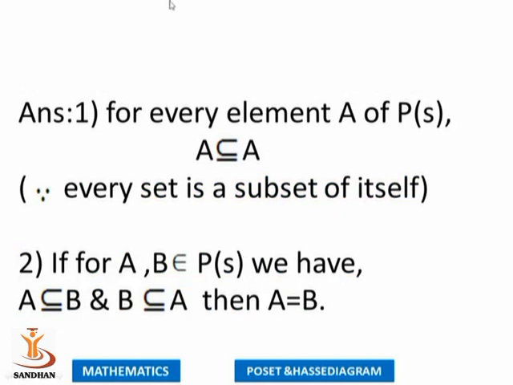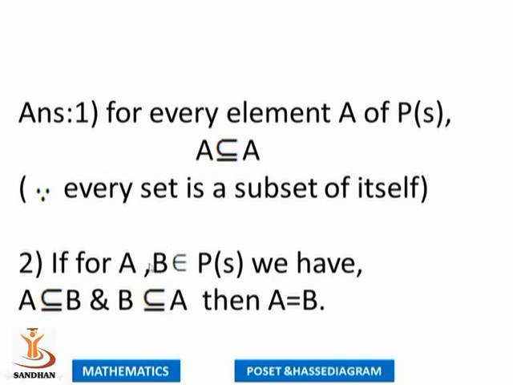All the elements belonging to the power set of S are some kind of set. Okay, so we give the notation capital A. For any element A in the power set of S, every set is a subset of itself. So A is a subset of A, which is always possible. So all the ordered pairs of the same elements belong to R, so it is reflexive.